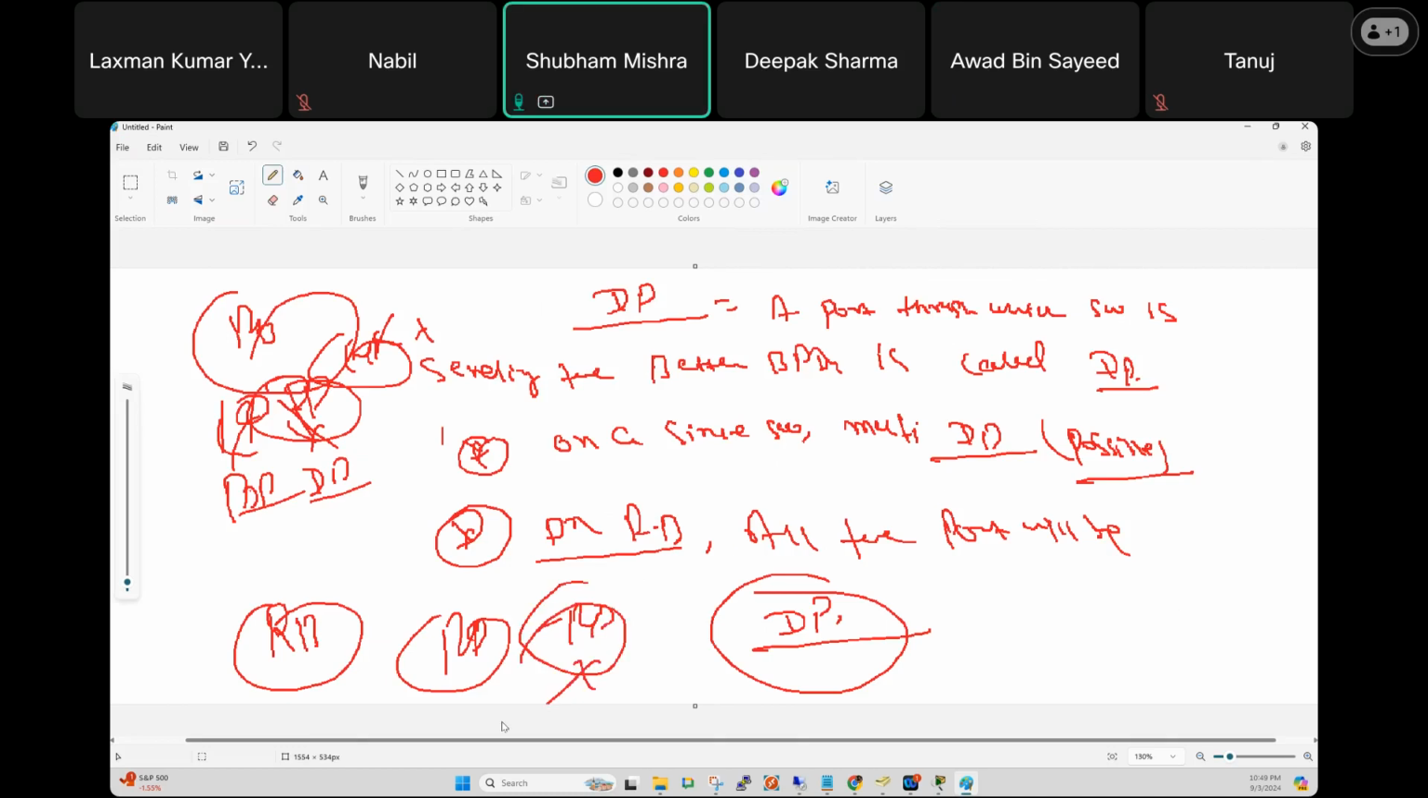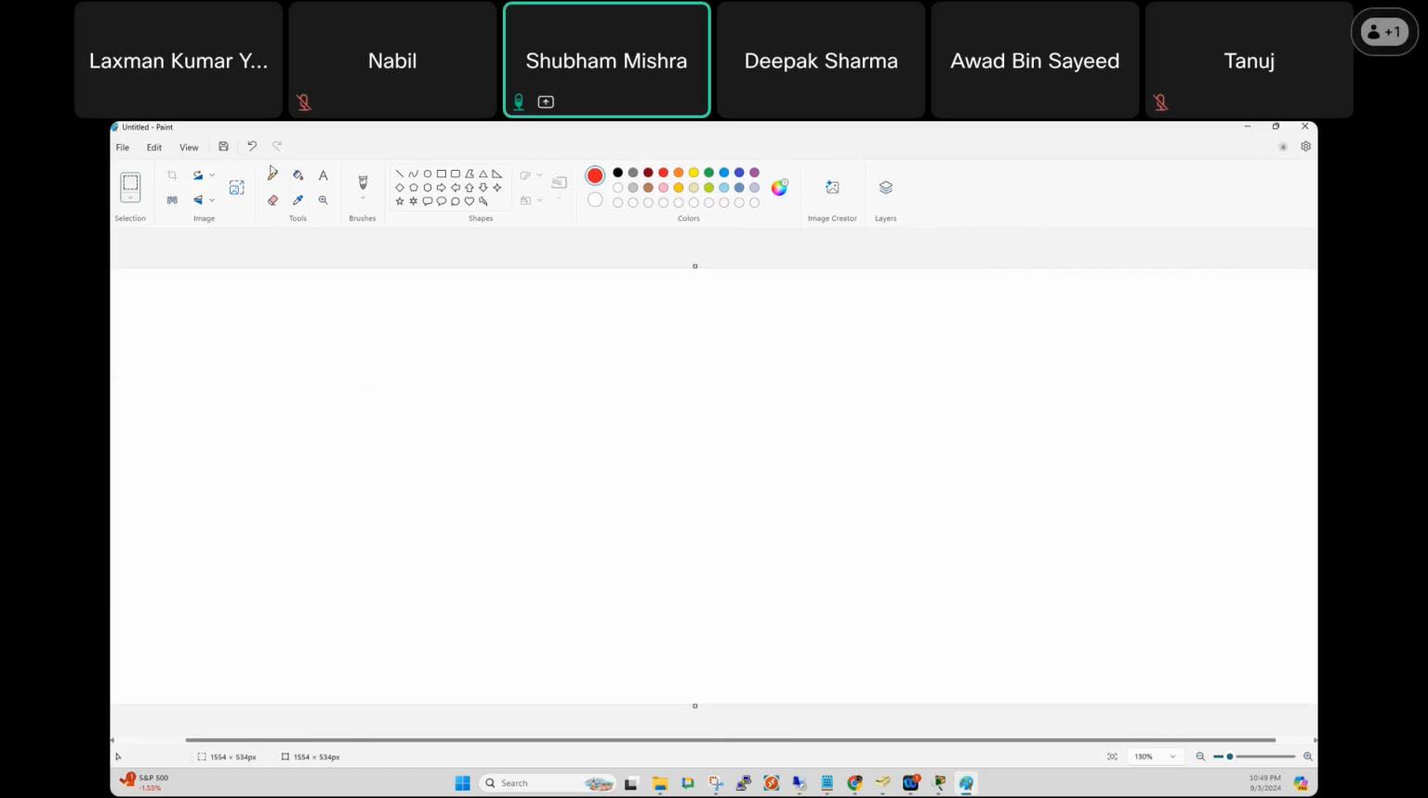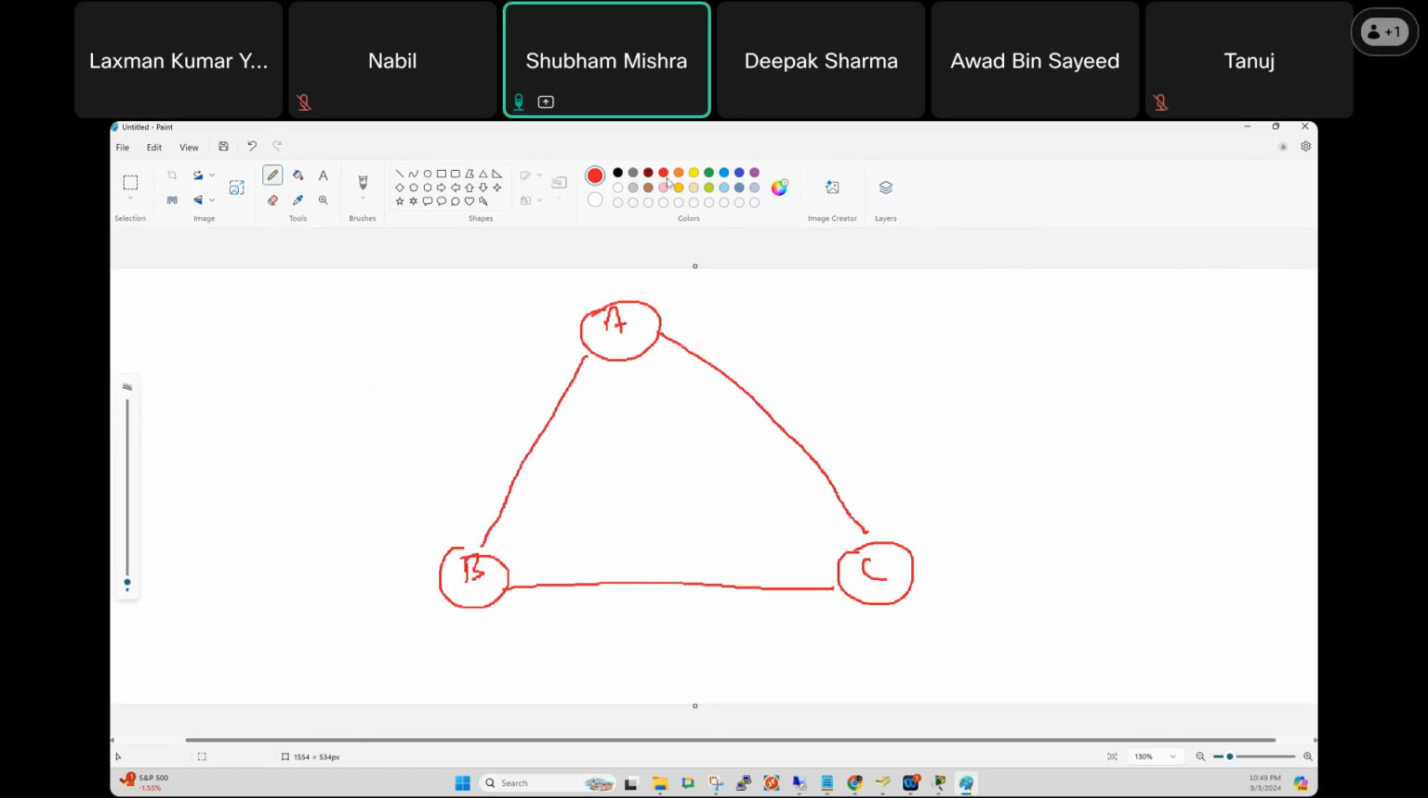Now, let's suppose we have the same scenario, A, B, C. We know this is the root bridge. So root bridge means this port and this port, both ports will be the DP port. Tell me, this port is the DP port, designated port, right? All the ports of the root bridge are called DP ports. And we already know this port is the RP port and this port is the RP port, right?